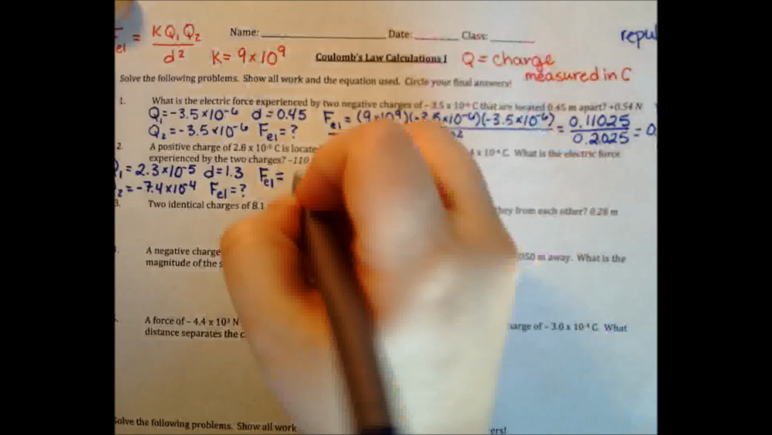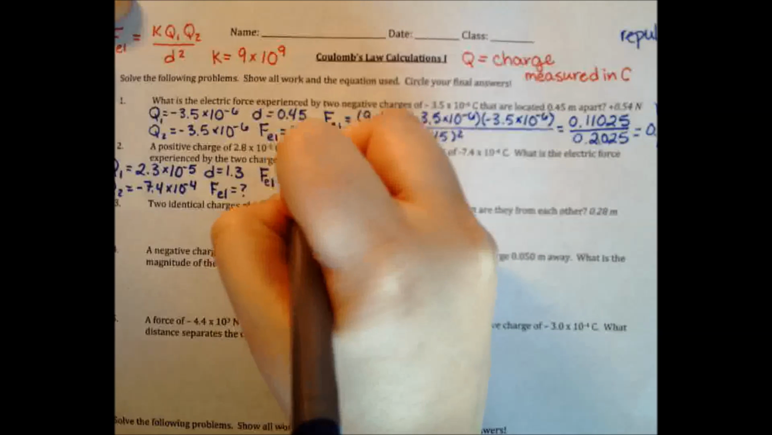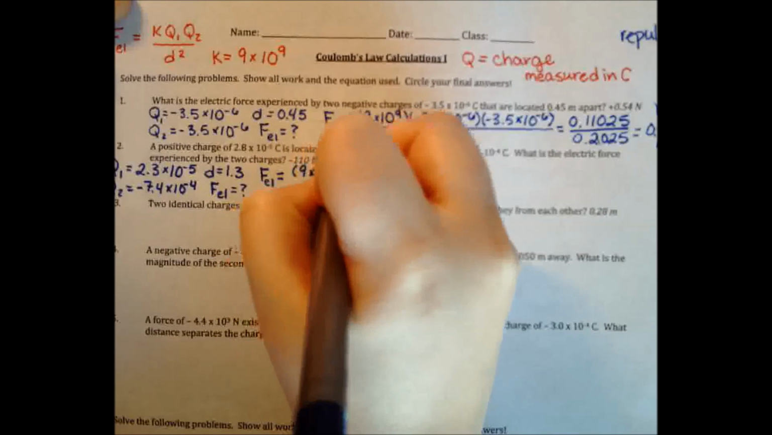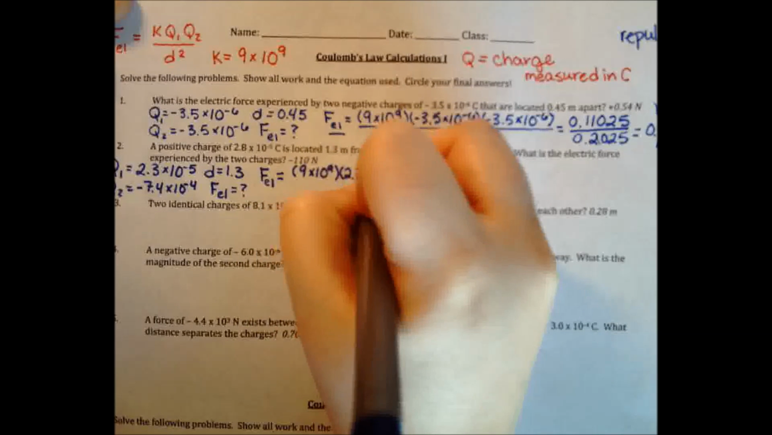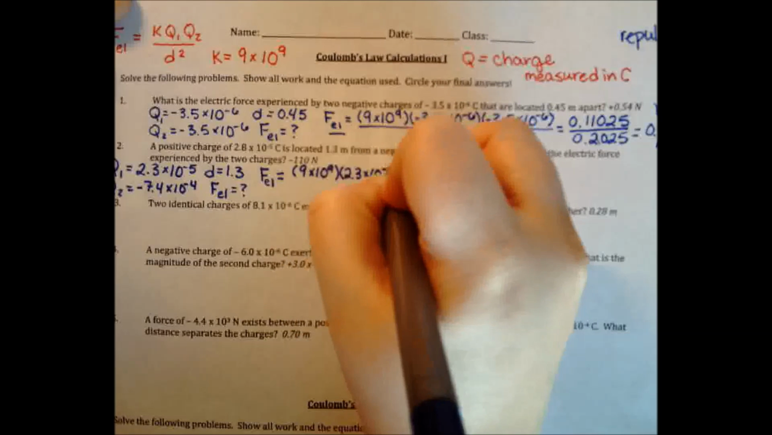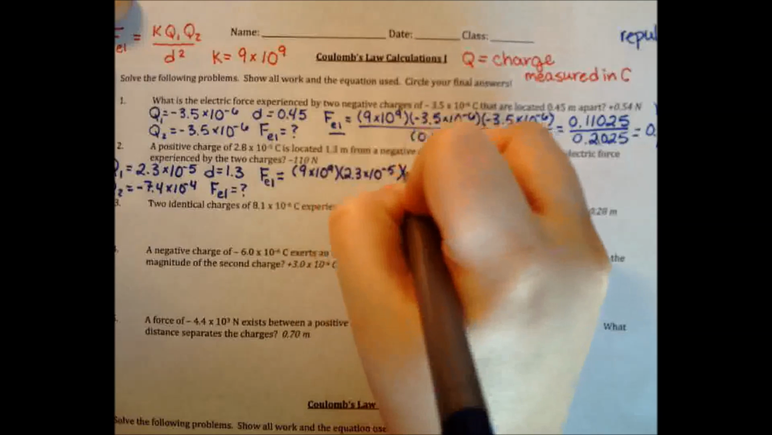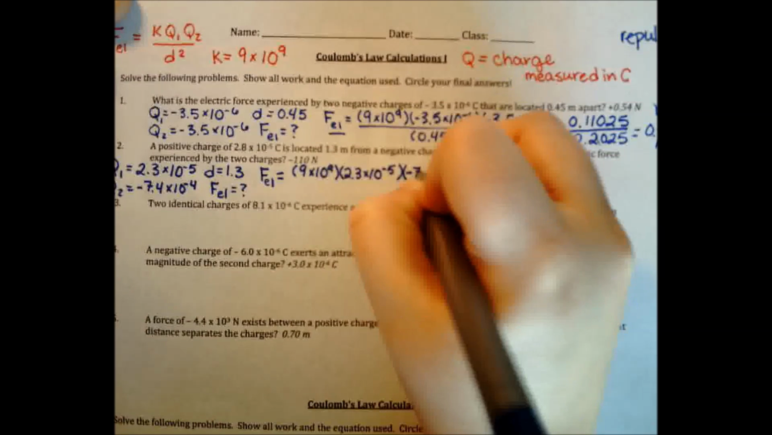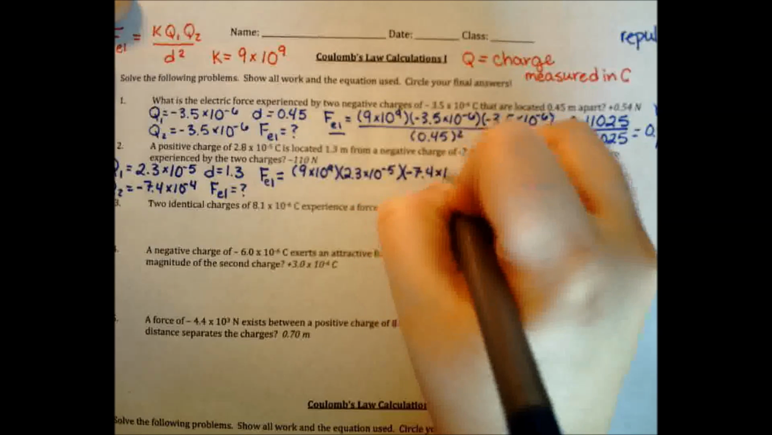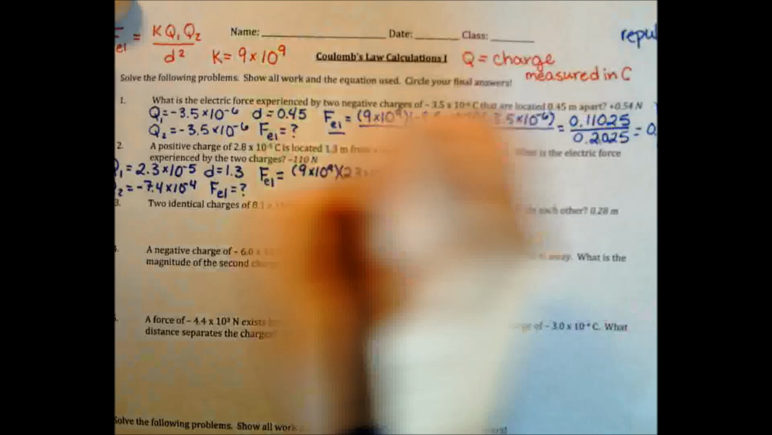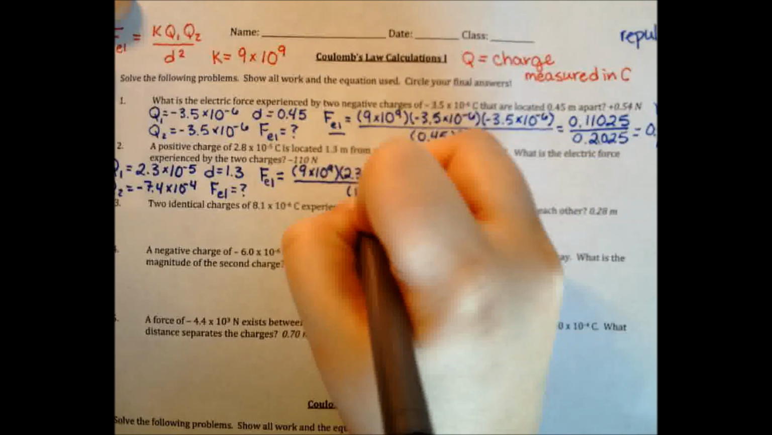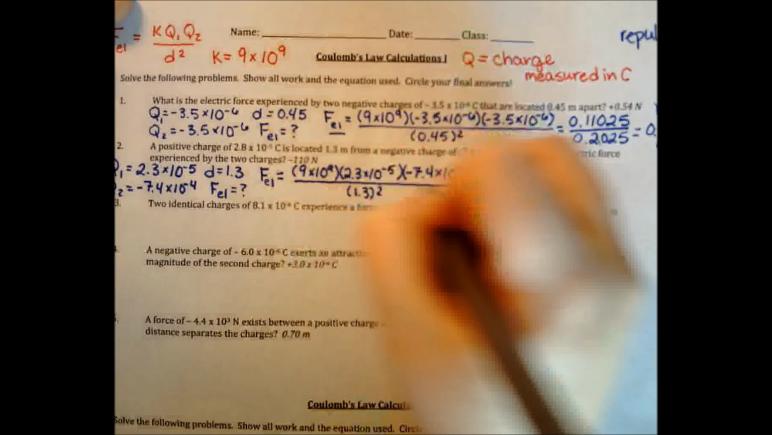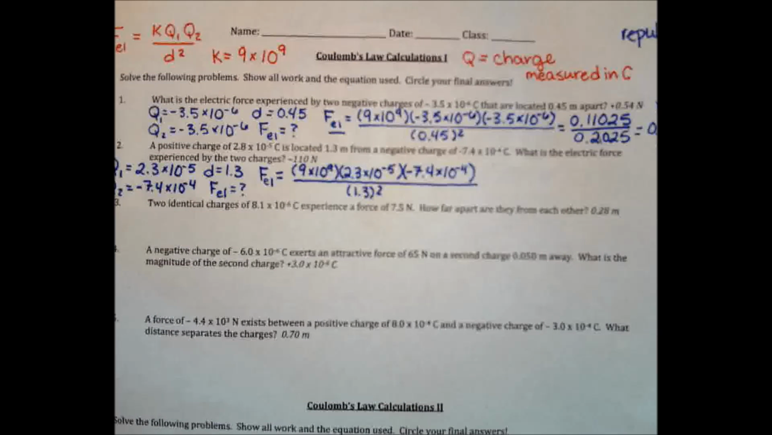Let's see if that ends up being true. So 9 times 10 to the ninth times 2.3 times 10 to the negative fifth times negative 7.4 times 10 to the negative 4. Again, be careful, so many exponents. All of this is over 1.3 squared. I'm going to pause while I put this in my calculator.